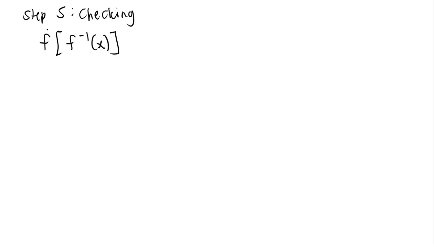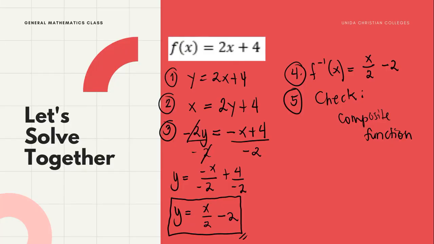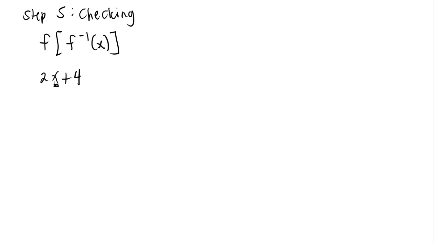We have for step 5, for checking, we will be using the composition of function. So first is f of f inverse of x. Okay, so ibig sabihin, given value of your function composed of the inverse of the given function. So kunin po natin yung f natin. Ano yung f natin? 2x plus 4. Okay. So 2x plus 4, yung x na to, papalitan natin yung nakuha natin sa inverse niya. Ano yung nakuha natin sa inverse? X over 2 minus 2.